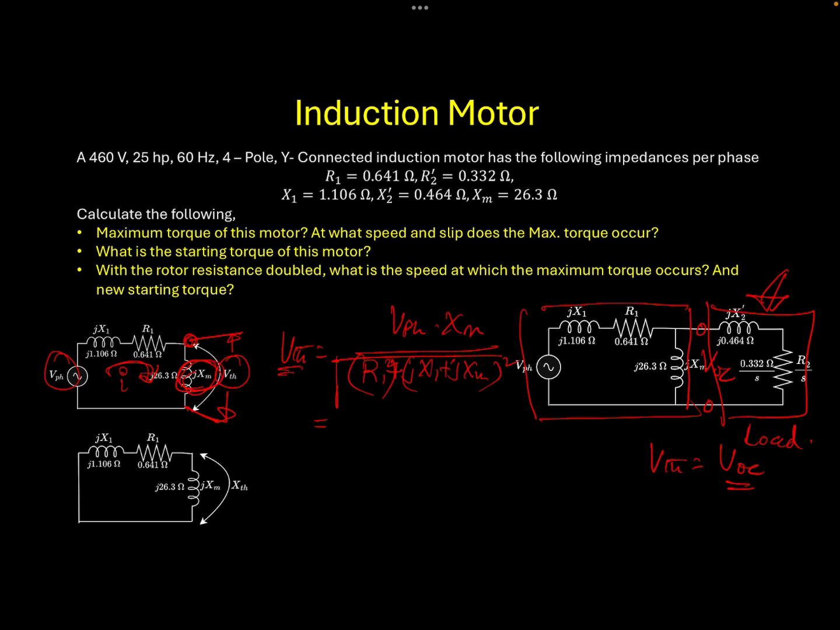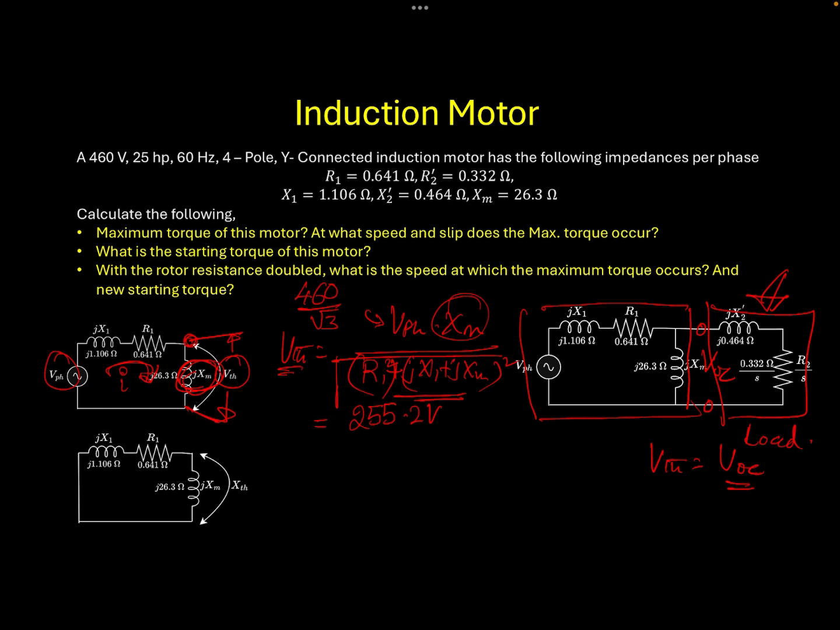As we are concentrated on the magnitude of that voltage, we are not worried about the angle of that voltage. We are just taking the magnitude of that current as well as the magnitude of that reactance. Now we know the values of all these reactances and resistances along with the phase voltage. You need to remember that the phase voltage is not going to be 460, it is going to be 460 upon root 3. If you substitute that, then we'll be getting that V Thevenin voltage as 255.2 volts.